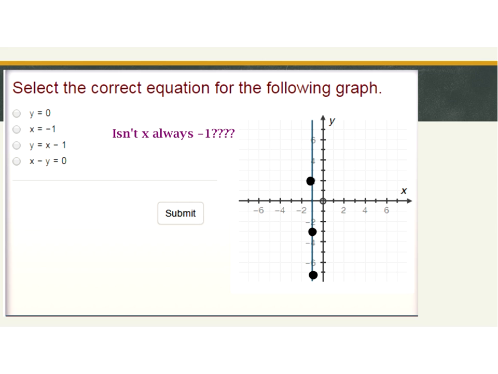This one would be -1, 2. This one would be -1, -3. This one would be -1, -7. So the only way to write this as an equation would be x equals -1. All right, everyone good?